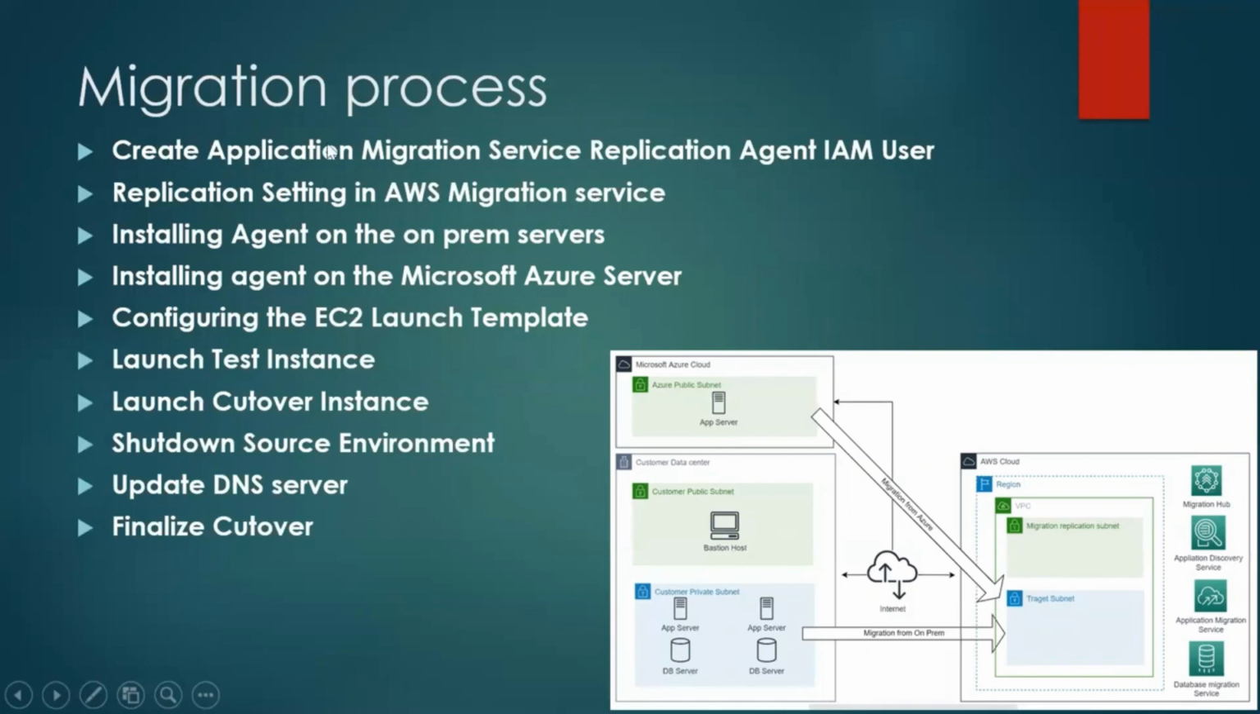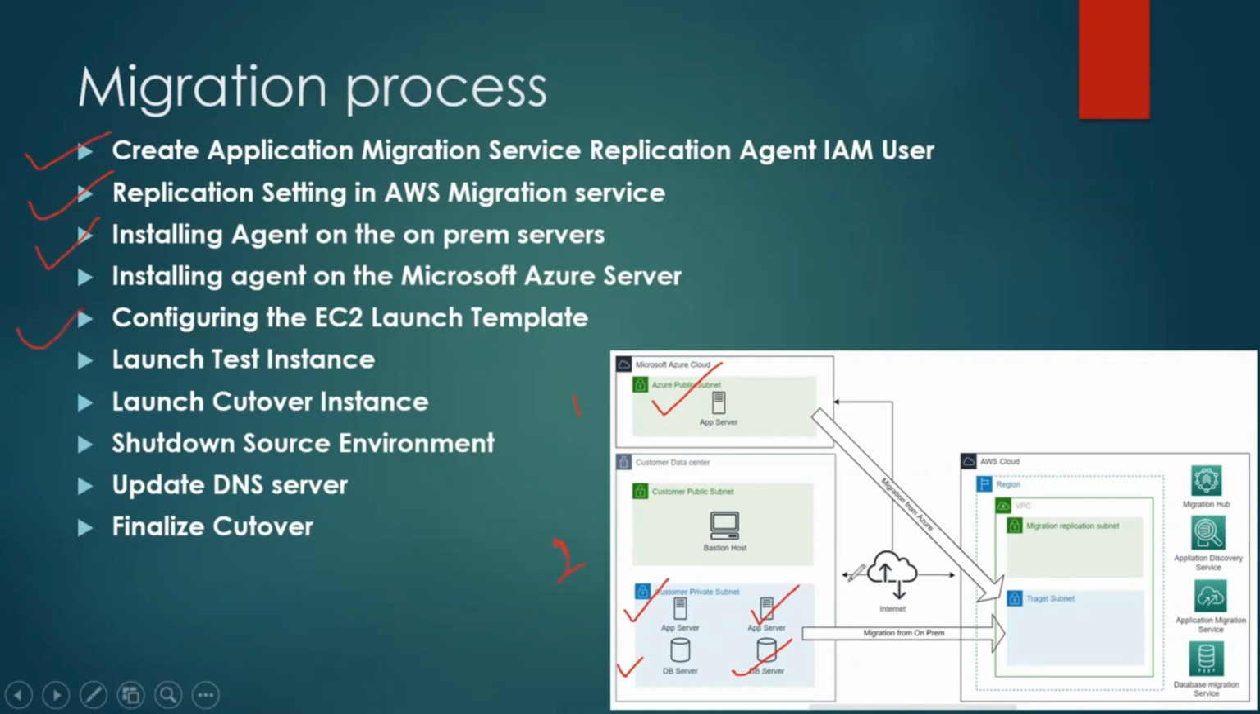So, migration process. These are the basic steps that I'll cover in the series. Create Application Migration Service, replicate IAM user, then replication settings, installing the agents on the on-premises server. So we will install the agents of Application Migration Service on these servers, and also on Azure. So there are two parts, part one and part two. In part one, we will migrate servers from Microsoft Azure, and a similar approach is there, but I'll only show you the differences. Then configure the EC2 launch template.